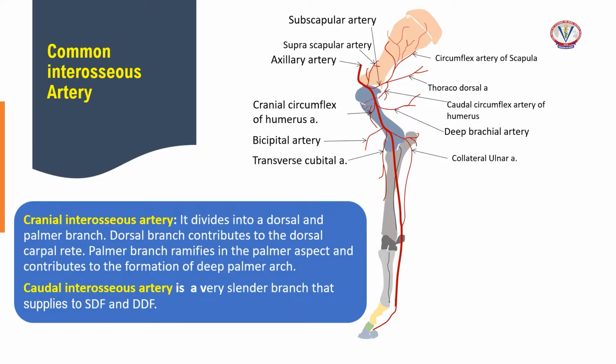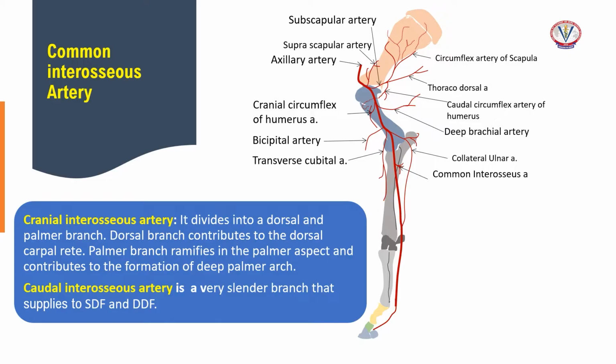Common interosseous artery is the last branch of the brachial artery distal to the elbow joint at the level of the interosseous space, and supplies the deep digital flexor and ulnaris lateralis. It finally reaches the digits as the lateral volar artery close to the proximal interosseous space of the forearm. The common interosseous divides into the cranial interosseous artery and the caudal interosseous artery.